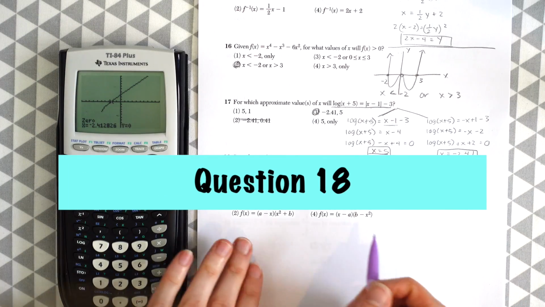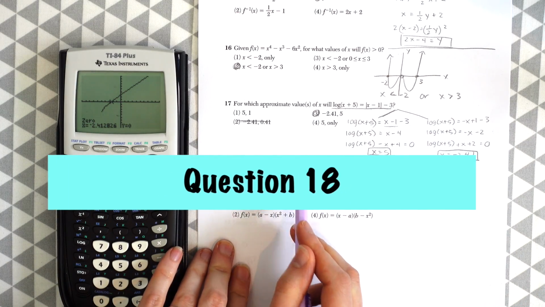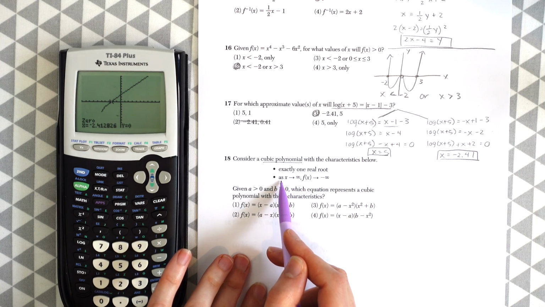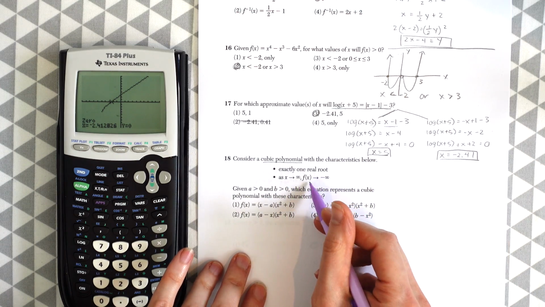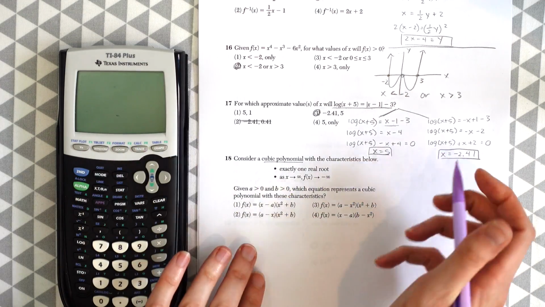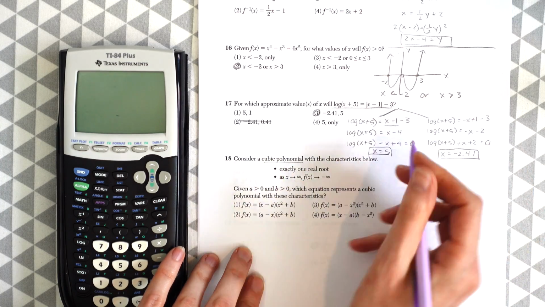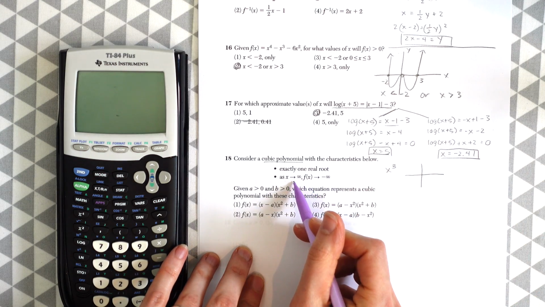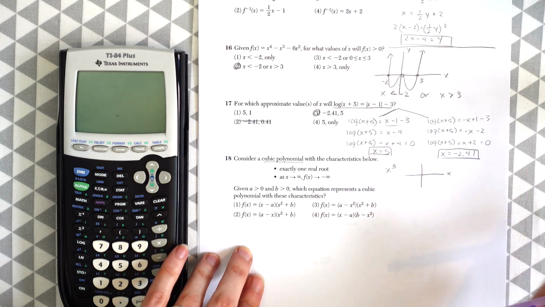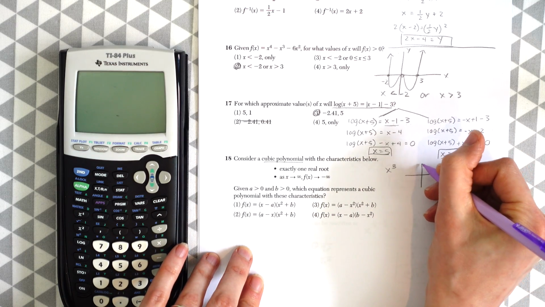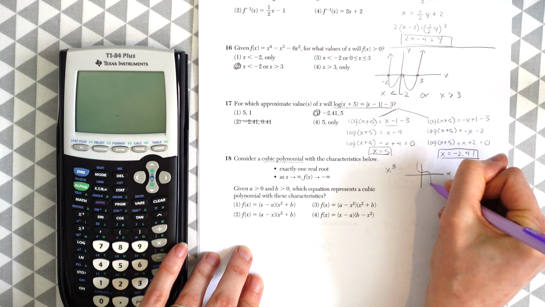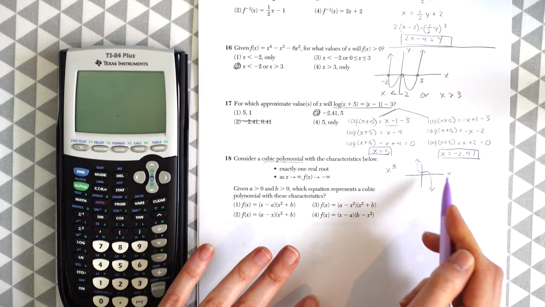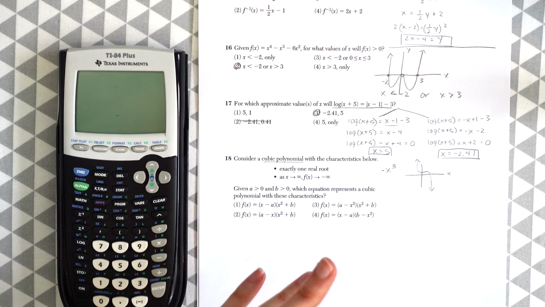Question 18. Consider a cubic polynomial with the following characteristics below. So exactly 1 real root, and as x approaches infinity, f of x is going to be negative infinity. So we know we have a cubic polynomial dealing with x cubed, but we know that as x approaches infinity, so we're going this way, y is going to be going down. So it's going to look something like this. Okay, so this is not your typical x cubed, this is going to be like a negative x cubed function.